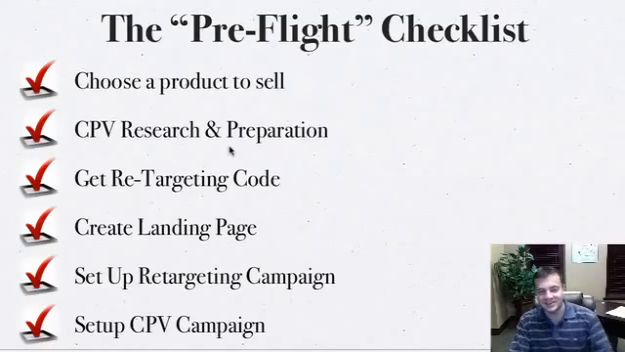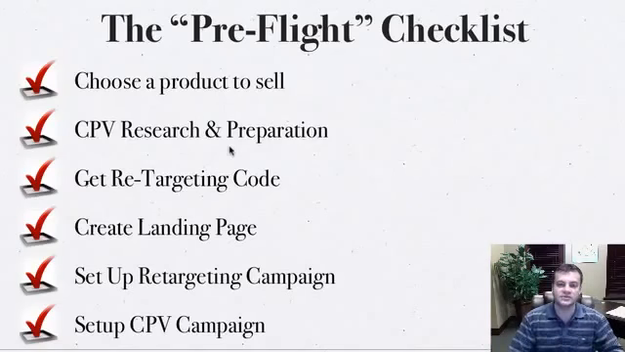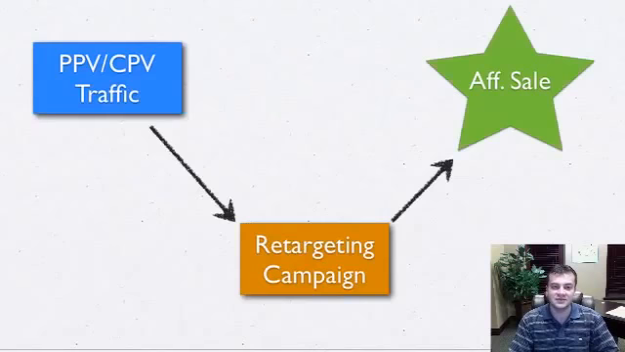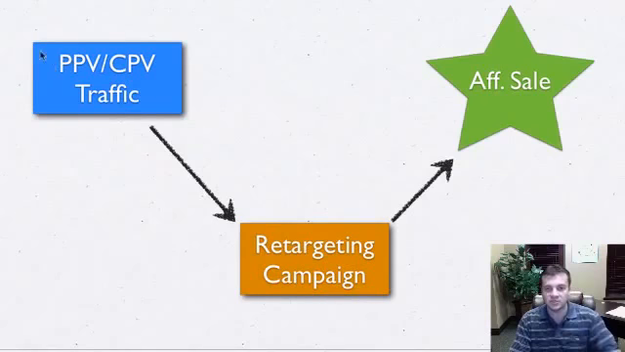Two more steps. Next thing, what we need to do right now is set up a retargeting campaign. Then I'm going to show you how to set up the CPV campaign. So we're kind of working backwards just a little bit here, but this is actually the right way to go. So here is, back to our diagram here. What we have been working on over the last couple of videos is actually this part right over here.